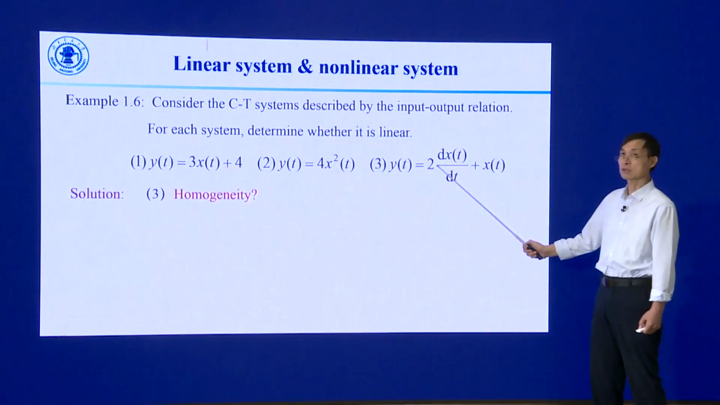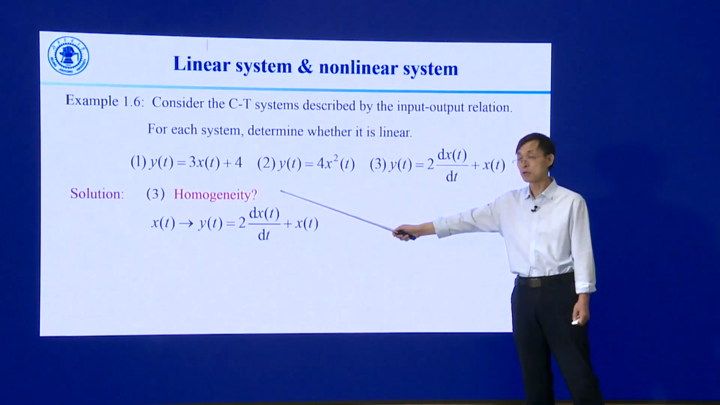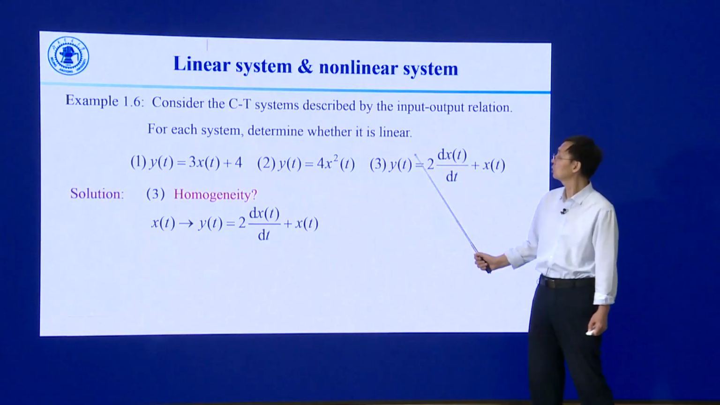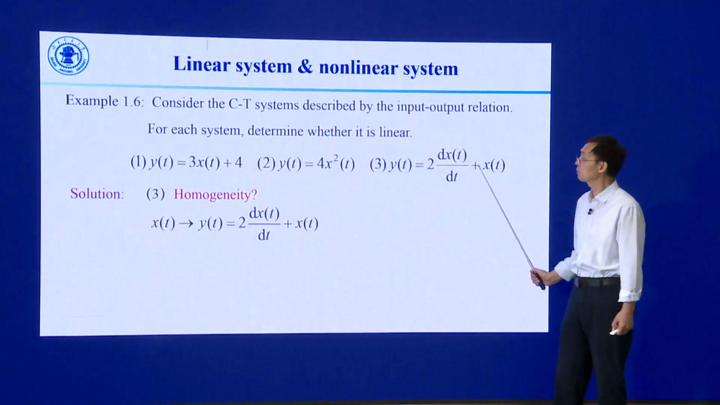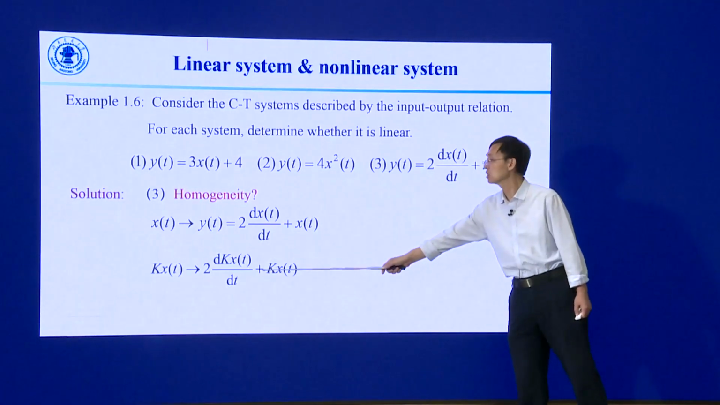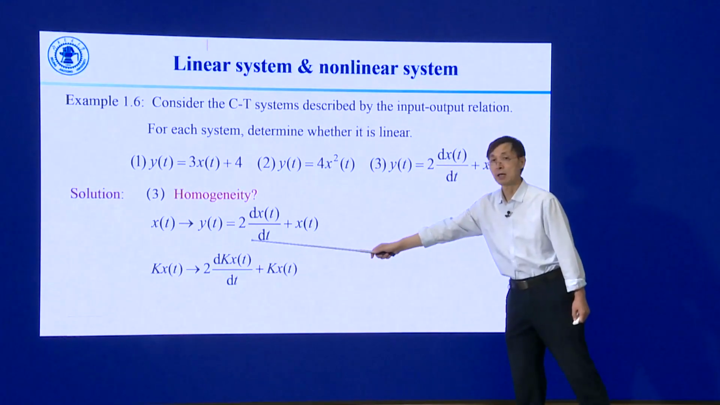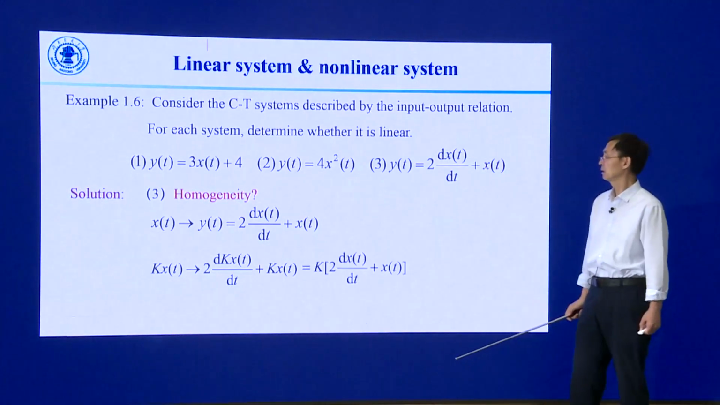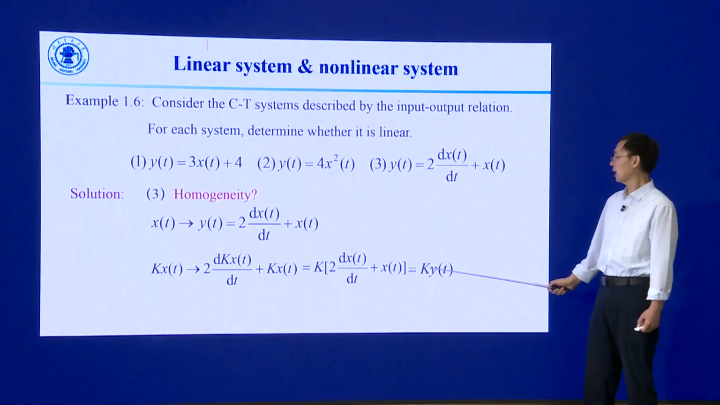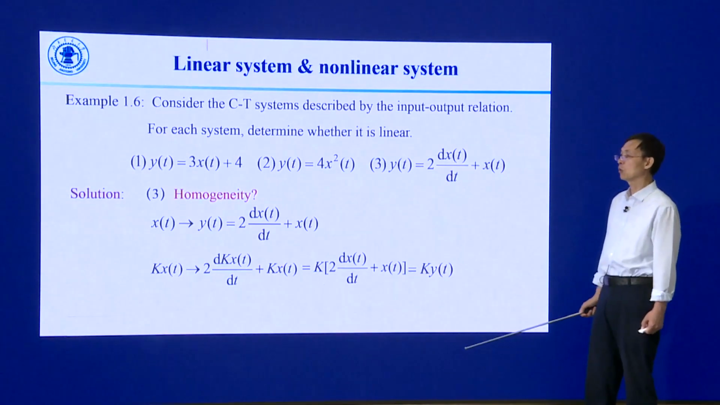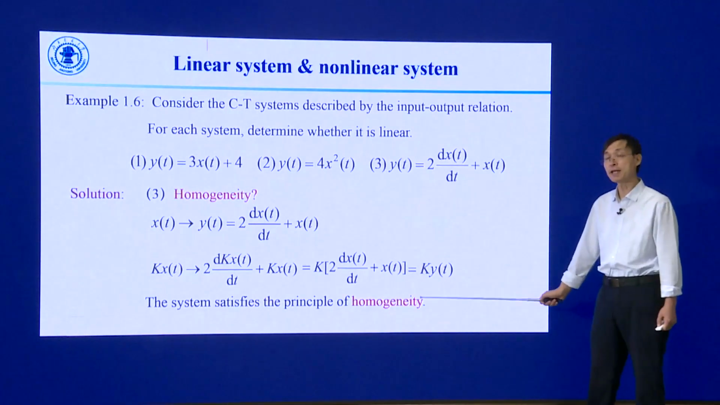For this system, let's determine its homogeneity first. According to the relation between input signal and output signal for the system, we can get this result for the signal k times x(t). This result equals k times y(t). So the system satisfies the principle of homogeneity.